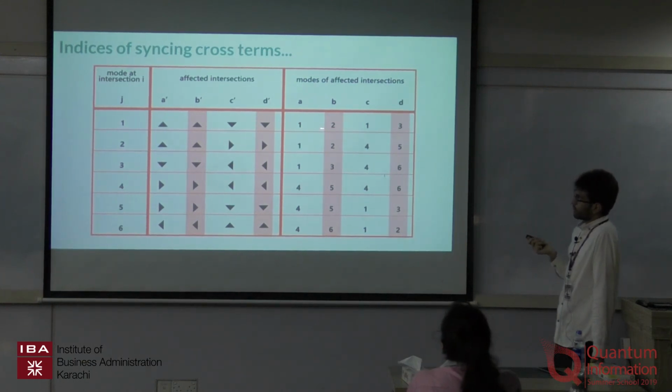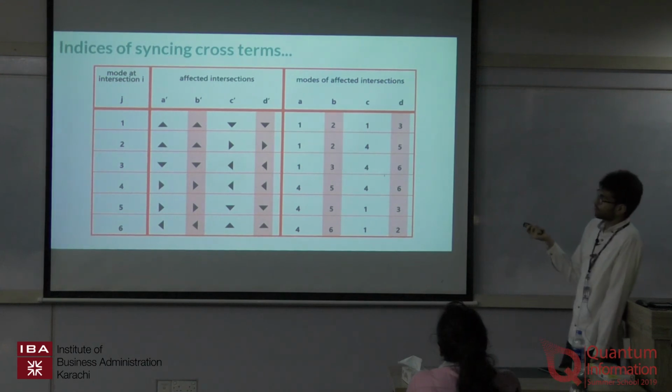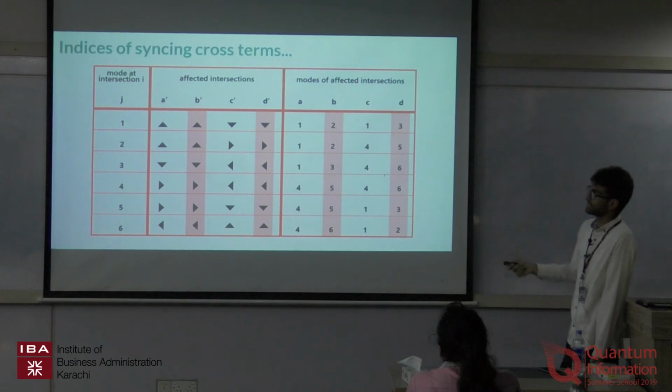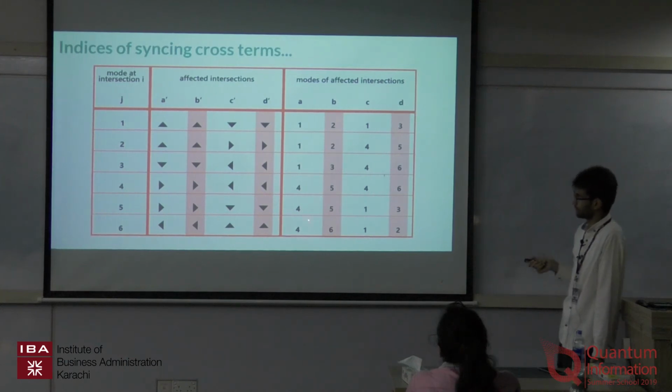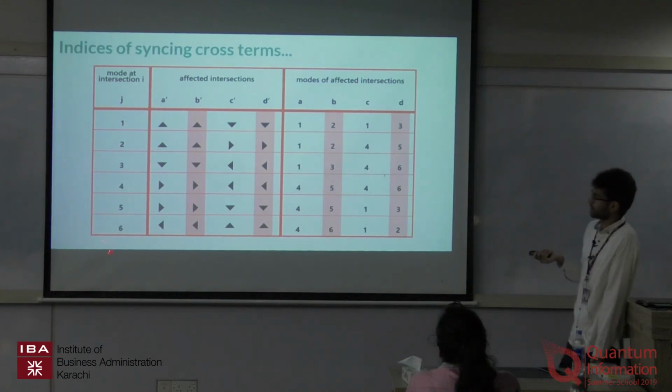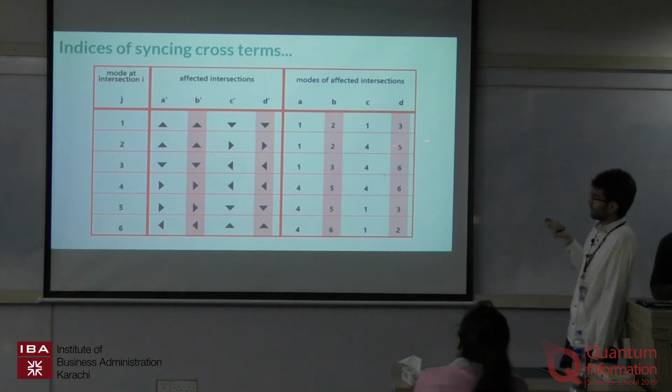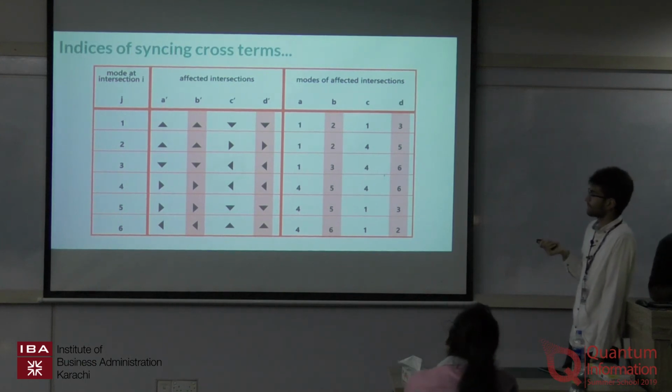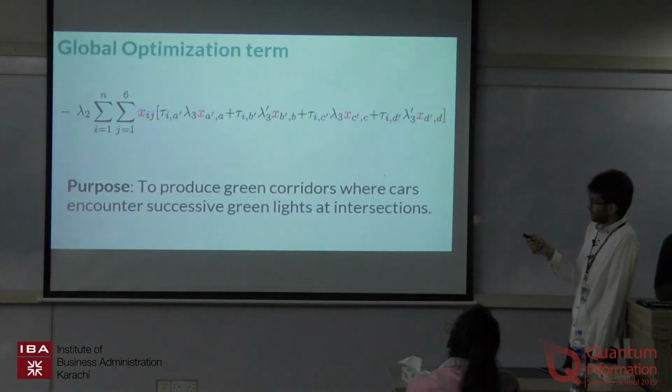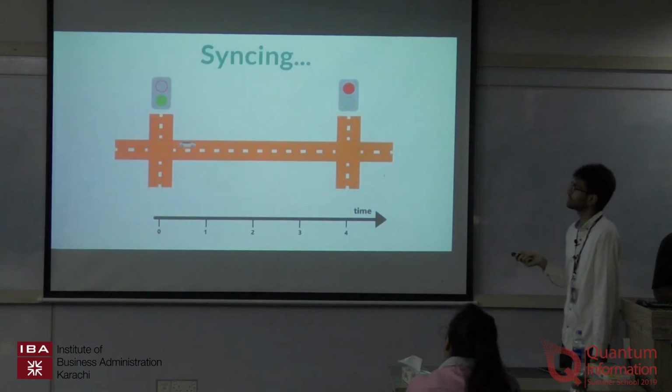But if we had turned the mode 2 on, it will give us more bonus, and more syncing will happen. So we shaded these regions. Similarly, we have made this table for all the intersections. These are just the values that go over here when we expand these terms.